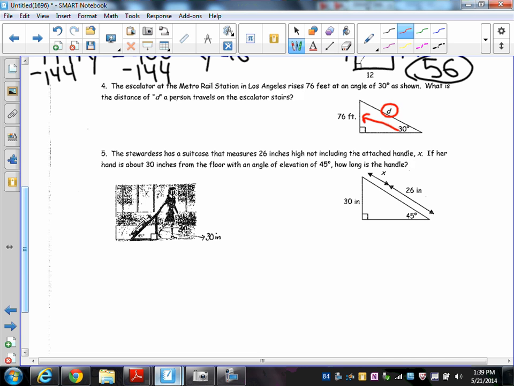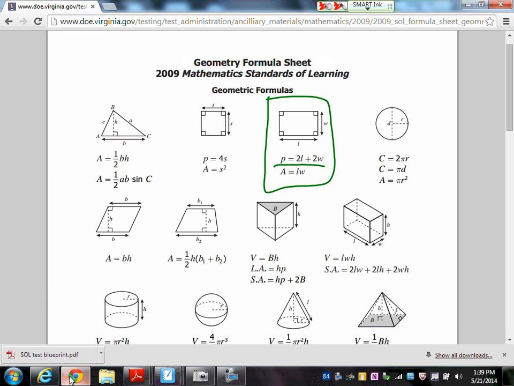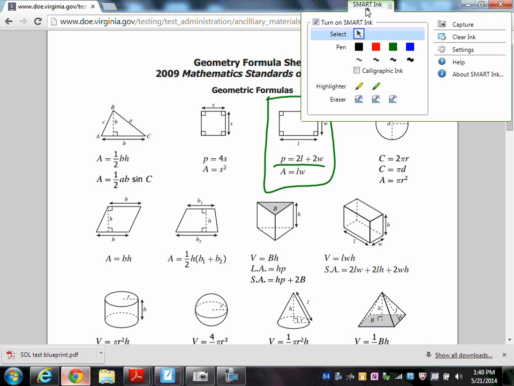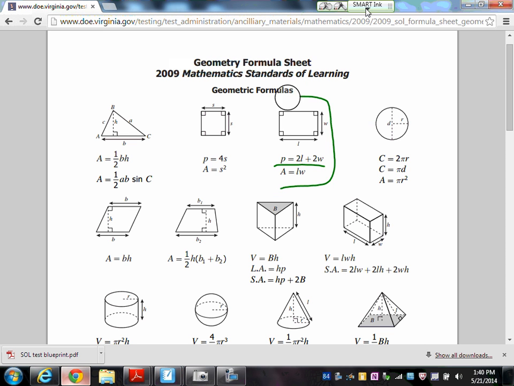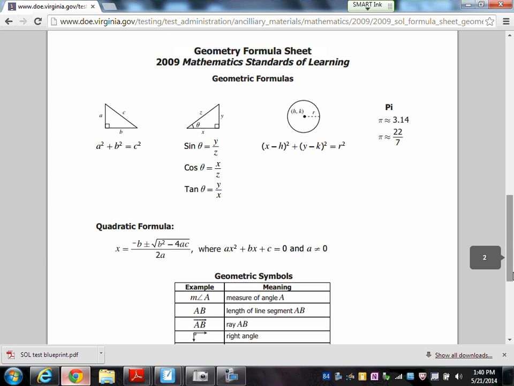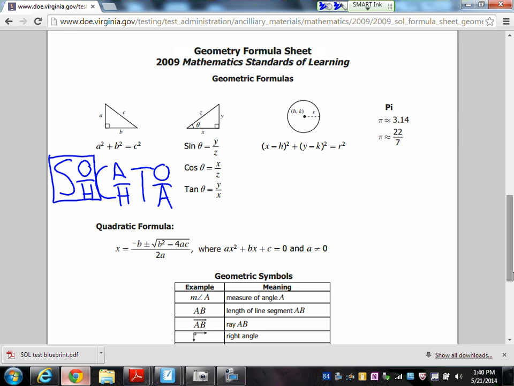From 30 degrees, I see that this is the opposite side and d is the hypotenuse. So I erased it, but I have SOHCAHTOA. I'm going to write it again because it's so important. So remember, right here is where I should be writing SOHCAHTOA. So which one has O and H? That would be sine. So I set it up like this. Remember, theta is the angle.